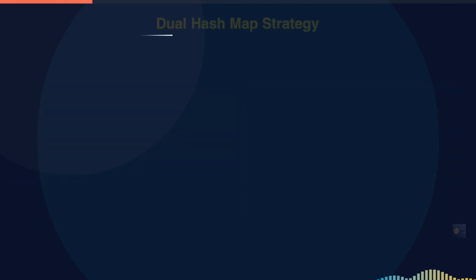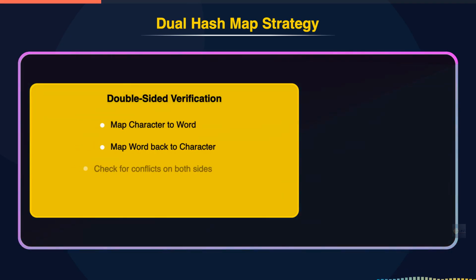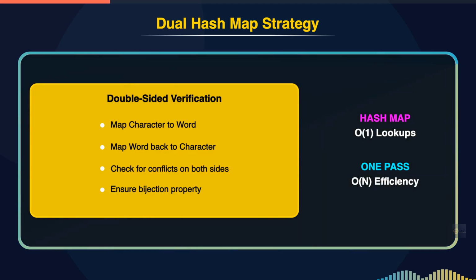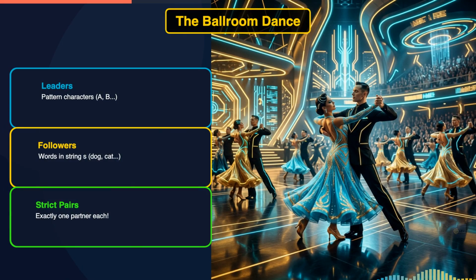For our strategy, we will use two hash maps to track the relationship from both sides. One map links pattern characters to words, and the other links words back to characters. This ensures that no character maps to two different words, and no word maps to two different characters. Think of it like a professional ballroom dance. Every leader must have exactly one partner, and every follower must have exactly one partner. If a leader tries to dance with two followers, or a follower with two leaders, the pattern is broken.